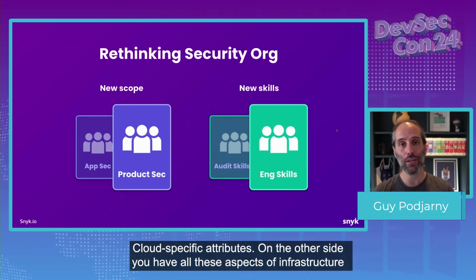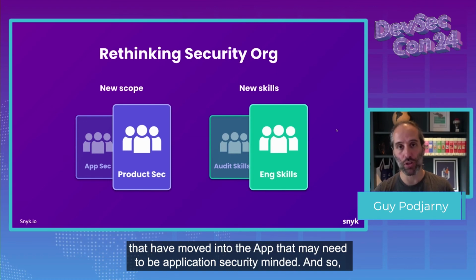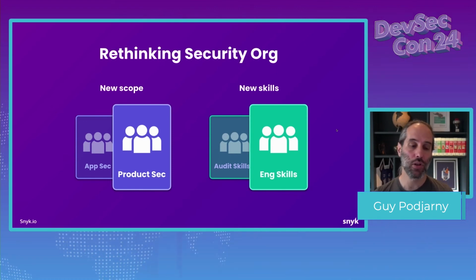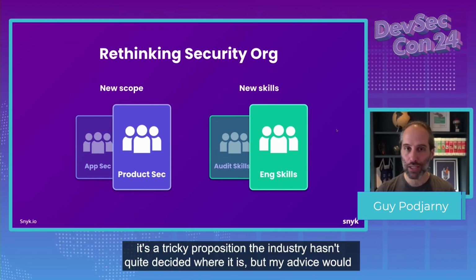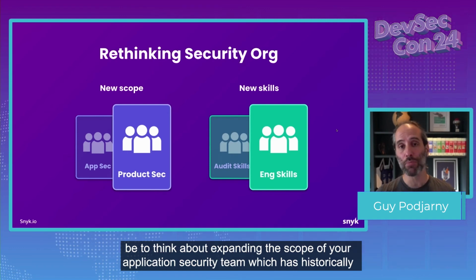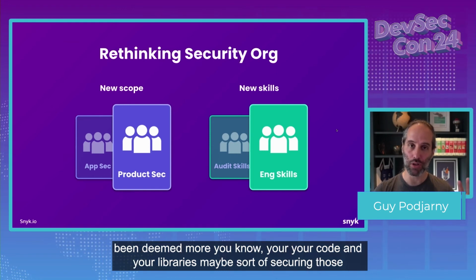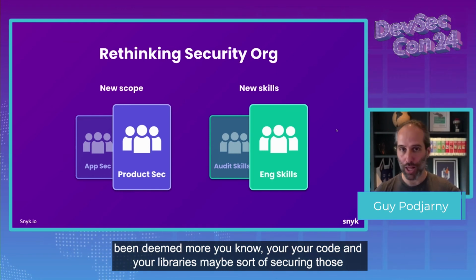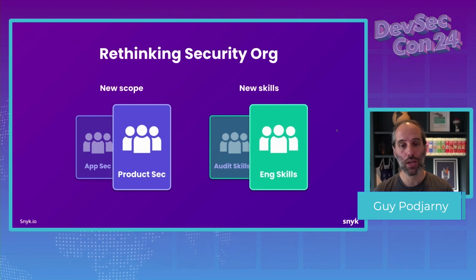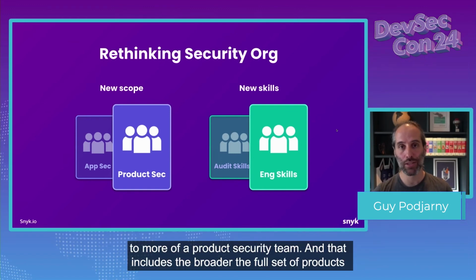On the other side, you have all of these aspects of infrastructure that have moved into the app, and they need to be application security minded. And so it's a tricky proposition. The industry hasn't quite decided where it is, but my advice would be to think about expanding the scope of your application security team, which has historically been deemed more your code and your libraries, maybe securing those, to more of a product security team.